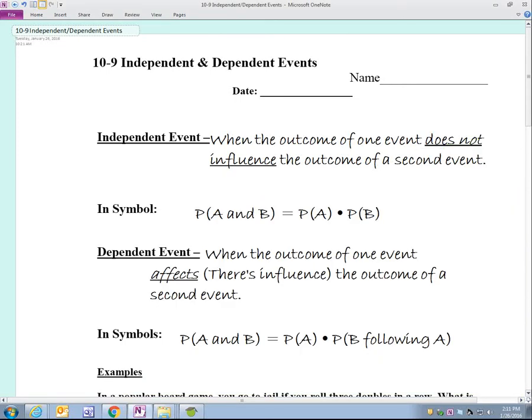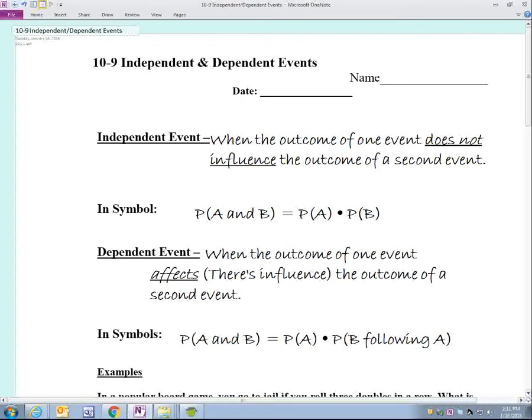So independent and dependent events, we just had a discussion before making the connection with mathematics and probability. An independent event is when the outcome of an event does not influence the outcome of a second event. And this is how it is in symbols. We have the probability of A and B happening.